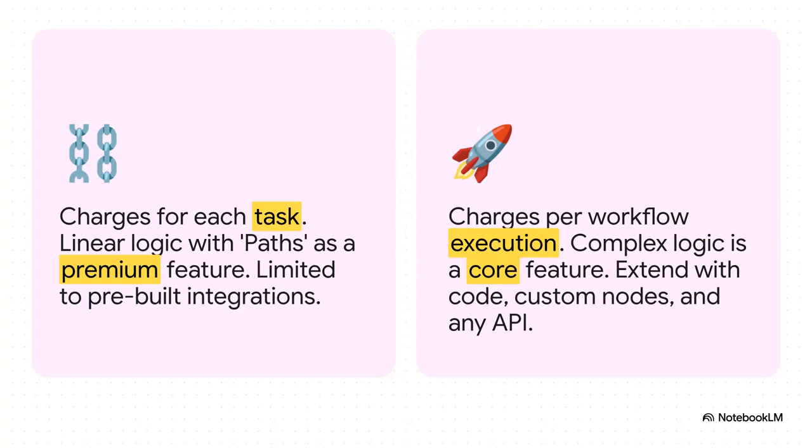This is where things get really interesting. You see, a lot of other tools out there, they kind of penalize you for building complex things by charging for every single little step. But n8n is different. It charges per workflow run. That means a workflow with 2 steps costs the exact same to run as a workflow with 200 steps.